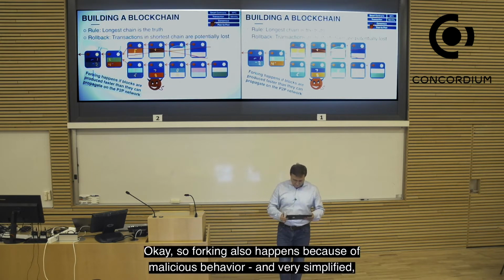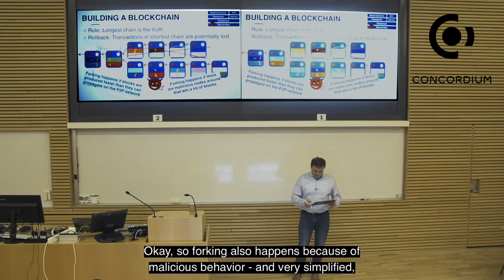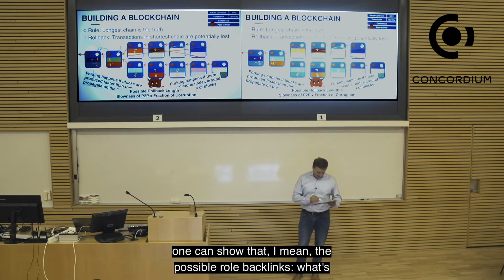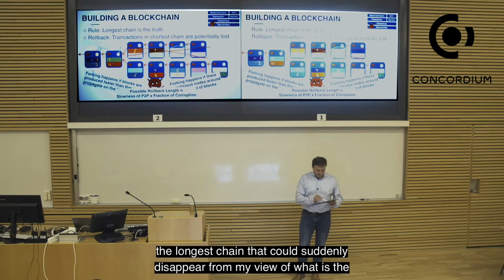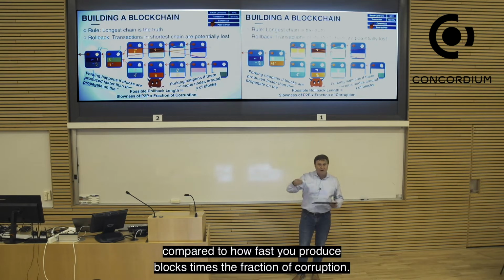Okay. So forking also happens because of malicious behavior. And very simplified, one can show that the possible rollback lengths, I mean, what's the longest chain that could suddenly disappear from my view of what is the truth, is proportional to something like how slow is the peer-to-peer network compared to how fast you produce blocks, times the fraction of corruption.